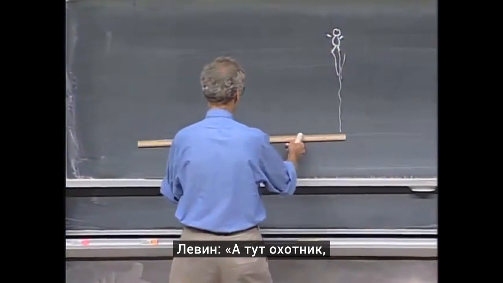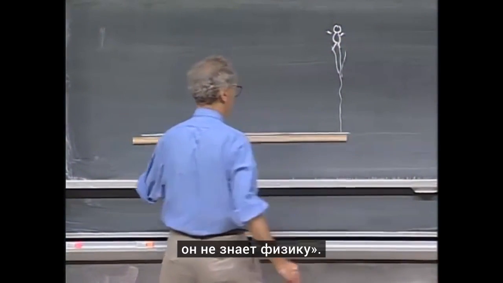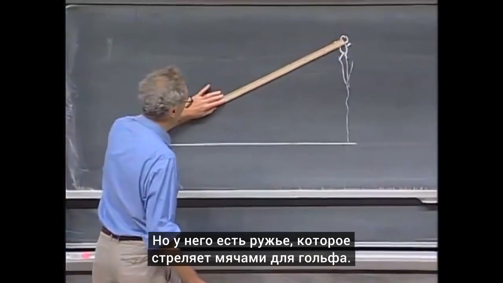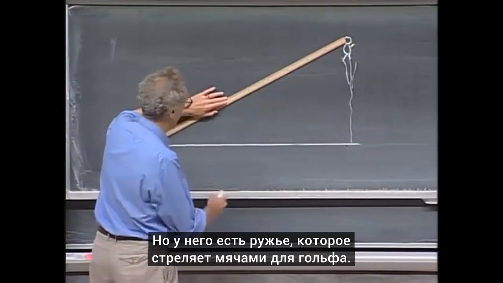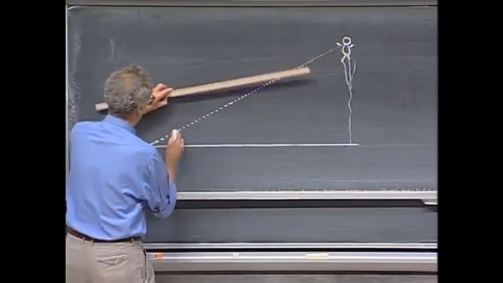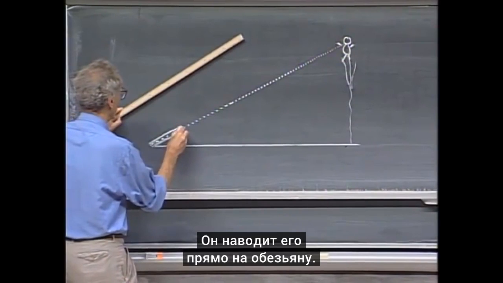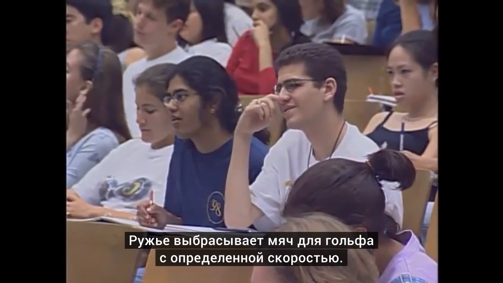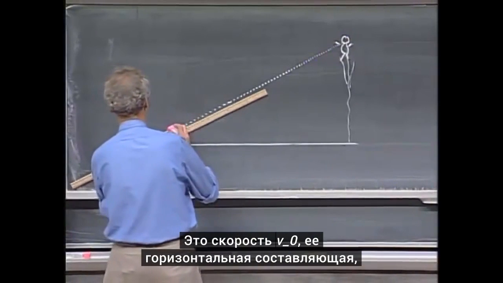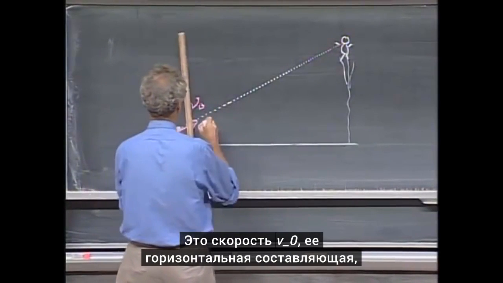And here is a hunter who never took 801, and he has a gun which is a golf ball gun, and he aims that gun right at the monkey. He shoots it with a certain velocity, the golf ball. Let this be the speed, v0.